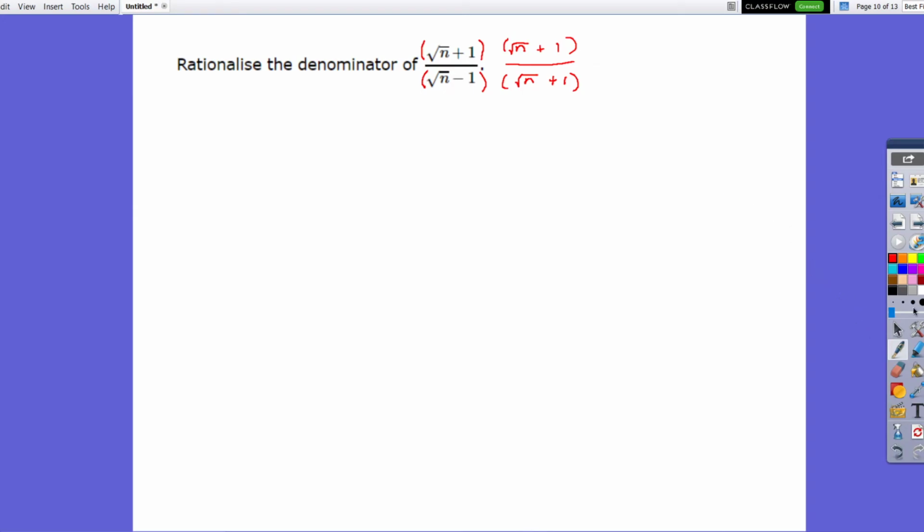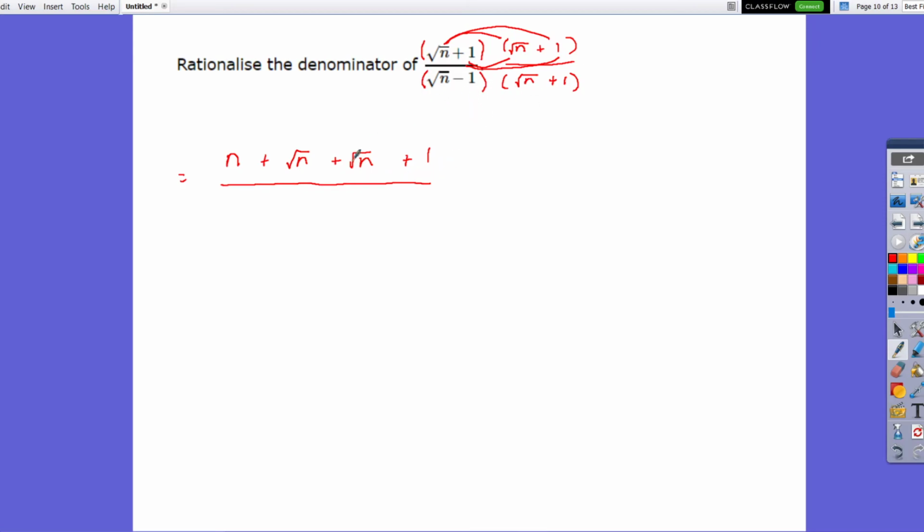Once we're doing this, all we're going to do is now expand it out. So let's just do that. Root n times root n, I'm just going to end up with n. Root n times the 1 is going to give me root n. 1 times root n, I'm just going to end up with again root n. And then 1 times 1 is plus 1. Now that's going to be all over.